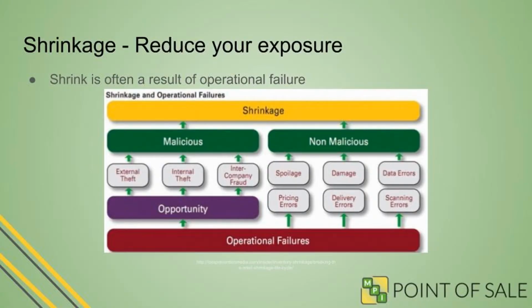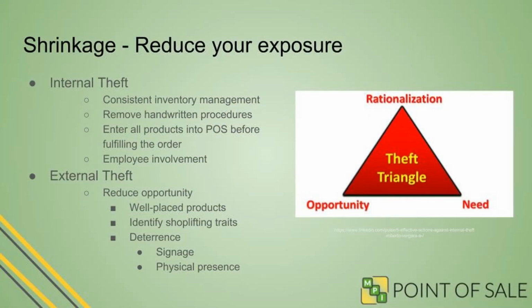All right, here's a quick chart that's just going to summarize different types of operational failures and where it occurs as far as the different types of shrinkage, with opportunity, of course, being the main part for all of your theft, and then your non-malicious, your spoilage damage, and your errors. So what are we going to do to reduce our exposure? With internal theft, we can do a lot. Consistent inventory management, make sure you are consistently inventorying, your procedures are the same, and you're doing it frequently enough so that there's no opportunity for people to take advantage of a lack of oversight.